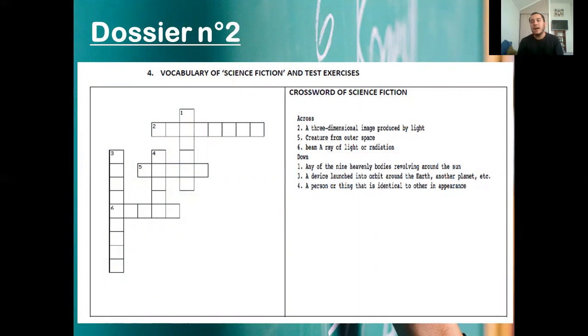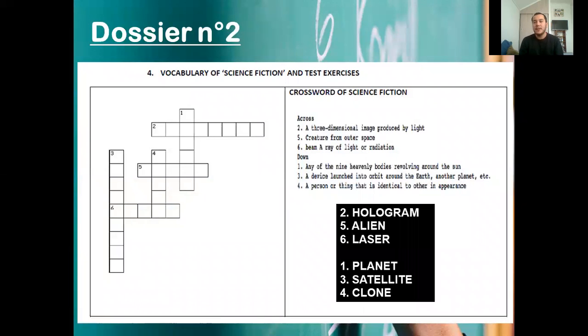Then I said that you should have done the exercises in the dossier number 2. The first one is a review of the vocabulary of science fiction. And look at that. The definitions says, number 2, a three-dimensional image produced by light. Number 5, creature from outer space. Number 6, beam array of light or radiation. Number 1 says, any of the 9 heavenly bodies revolving around the sun. Number 3 says, a device launched into orbit around the Earth, another planet, etc. And number 4 says, a person or thing that is identical to other in appearance.